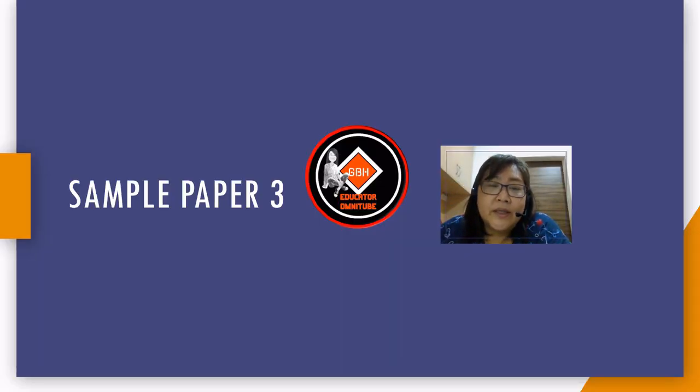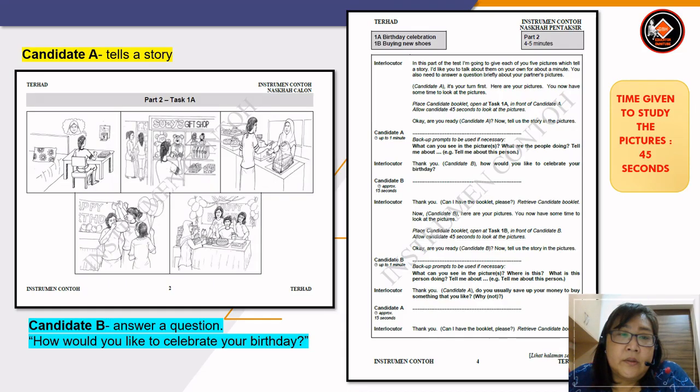So now let's look at the sample for paper 3. Here you have candidate A. So candidate A tells a story. You have a series of pictures.